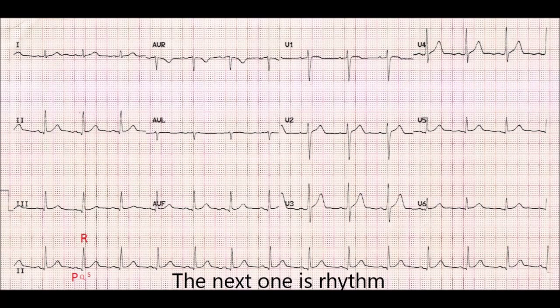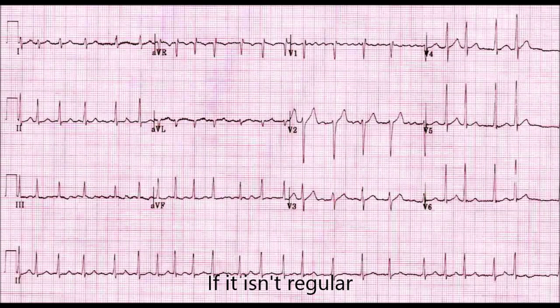The next one is rhythm. See if there's a P, then a QRS. It's sinus rhythm you see. If it isn't regular and if there's no P, then chances are it's AF you see.